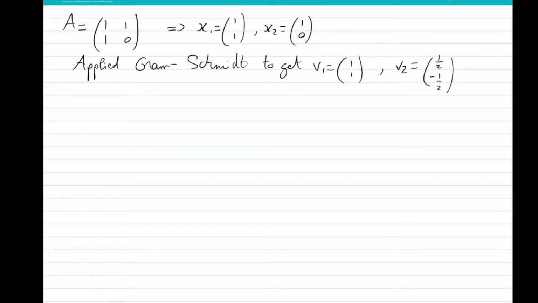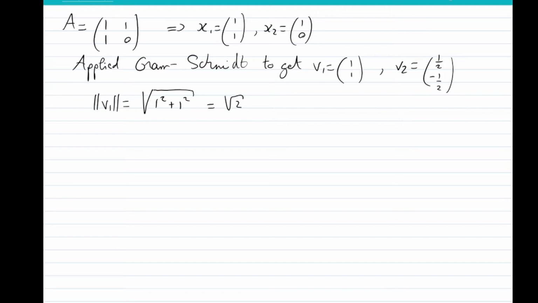So we've applied the first step. Now, are these vectors normalized? Well, clearly not. Once you've played with them enough, you know what they are, but let's do the computation. So the norm of V1 is equal to the square root of 1 squared plus 1 squared. So that's square root 2.